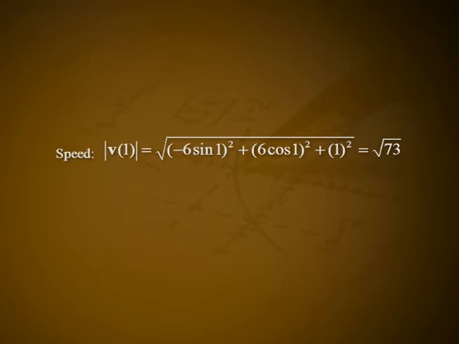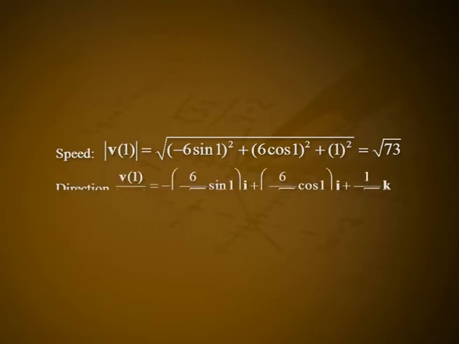At t = 1, the body's speed and direction are as follows. Speed: modulus of vector v of 1 = root of (minus 6 sin 1)² + (6 cos 1)² + 1², which is equal to root of 73. Direction: v of 1 by modulus of v of 1 = minus 6 by root 73 sin 1 i + 6 by root 73 cos 1 j + 1 by root 73 k.